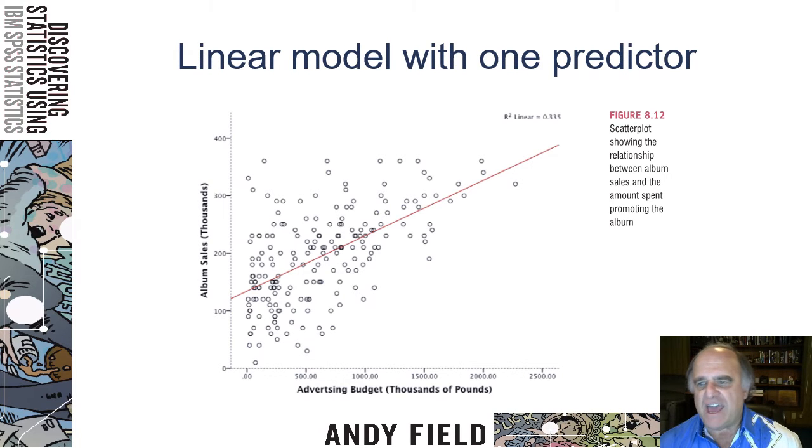So here we have a scatter plot. It's probably one of the first things you want to do, produce a scatter plot. It's a scatter plot showing the relationship between album sales and the amount spent promoting the album. So the x-axis is advertising budget in thousands of pounds. The album sales are in thousands. They're the y-axis. Here you can see the intercept or constant and the regression line. And it's linear, and r squared is 0.335, it tells us. Of course, this is our scatter plot of data.